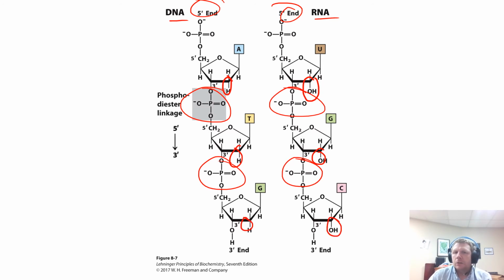The bases that attach to that anomeric carbon, that 1' position, we've got A, T, G, C. By contrast, in an RNA molecule, you're going to have something like uracil that would otherwise take the place of T.